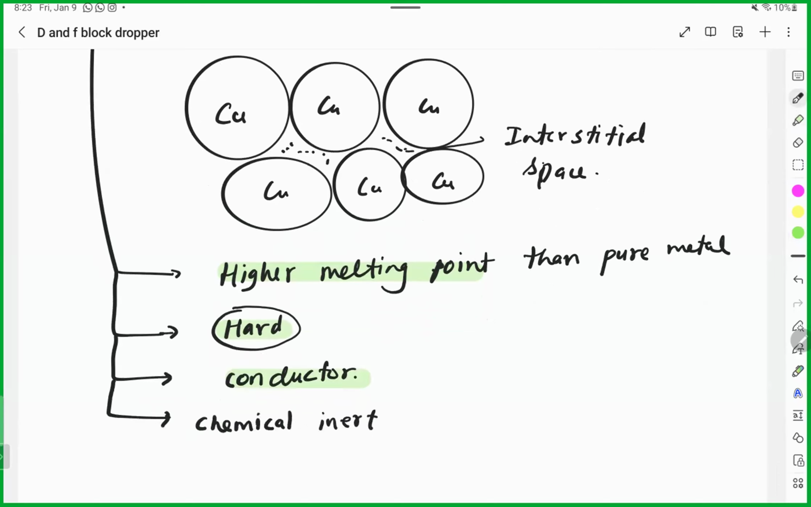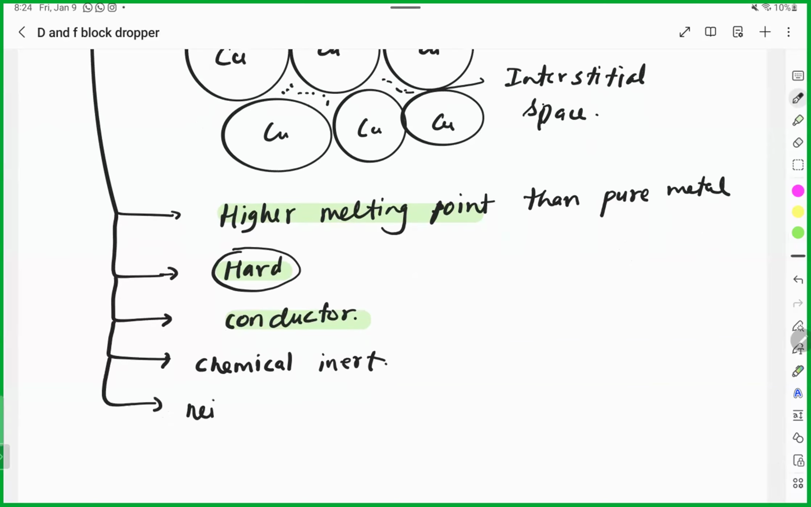Chemically inert means they do not react with many materials, so they are very stable. That's why, for example, if you want to make a utensil, what do you want from the utensil? It should be very hard, a conductor, chemically non-reactive, not produce any harmful chemical, and it should have a very high melting point. Everything is there, so you can use it to make utensils also. Correct?